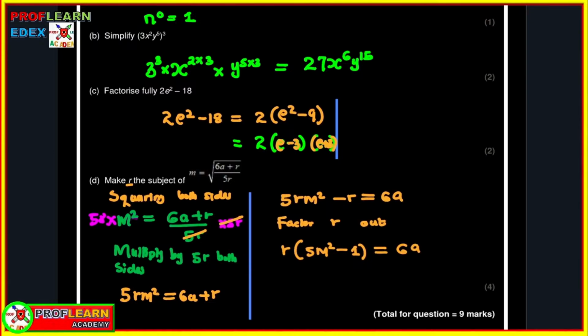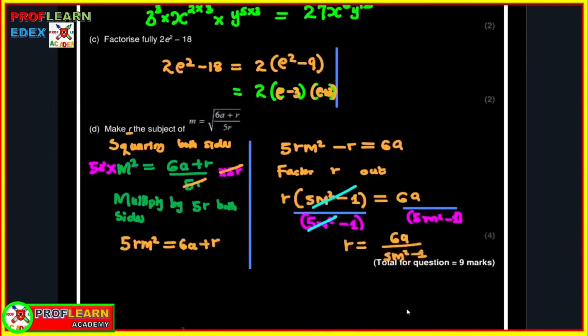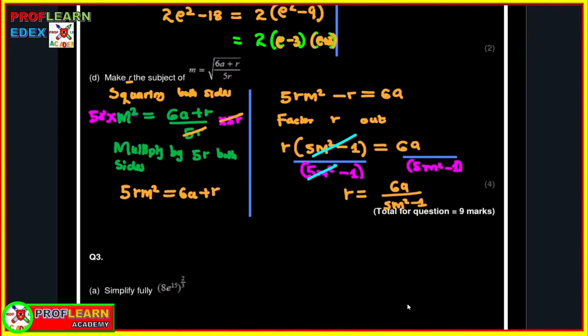And then now I can divide, because my objective is to remain with r on one side and all the terms on the other side. So I'm going to divide by what's in the bracket on both sides, so that we can cancel these, and our r is going to be that. So we've managed to make r the subject of the formula.